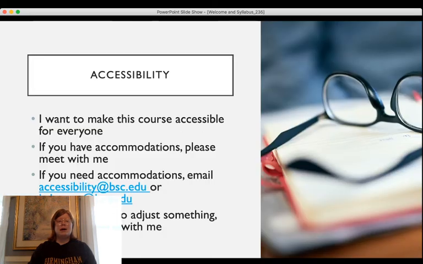Accessibility. I want to make this course as accessible as possible for everyone. So if you have accommodations for learning difference, please meet with me immediately to discuss it. We can meet via Zoom or Teams, or we can meet in person in my office. I have it set up so that we can maintain 6 feet distance.